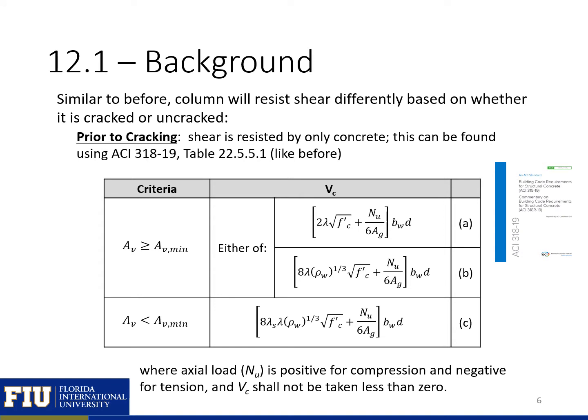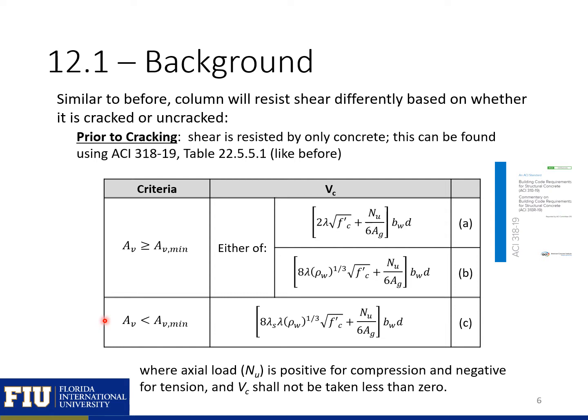Like before, columns will resist shear differently based on whether they're cracked or uncracked. Prior to cracking, the shear is resisted by only the concrete. And we can find the shear resistance using the equations shown in this table here from ACI 318, whether we have minimum shear reinforcement or we don't have minimum shear reinforcement.